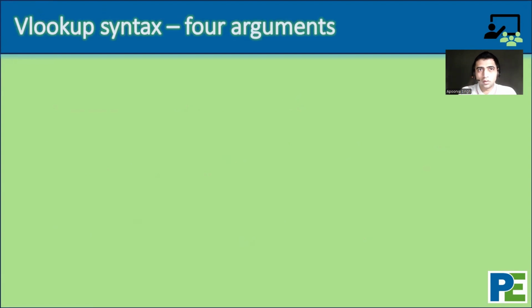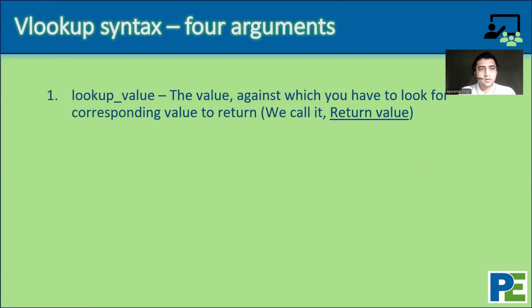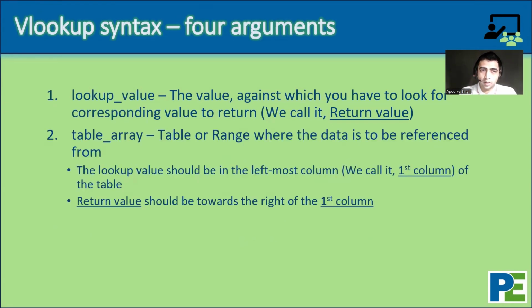VLOOKUP has four portions. The first one is the lookup value, which is the value against which you have to look for the corresponding value to return. We'll call it the return value. Next is the table array. It is the table or range where the data is to be referred from. The lookup value should be in the leftmost column. We'll call it the first column. And the return value should be towards the right from the first column.